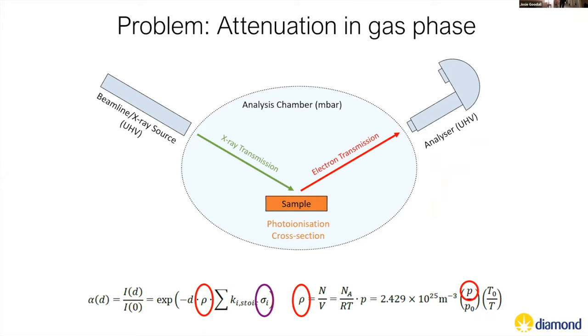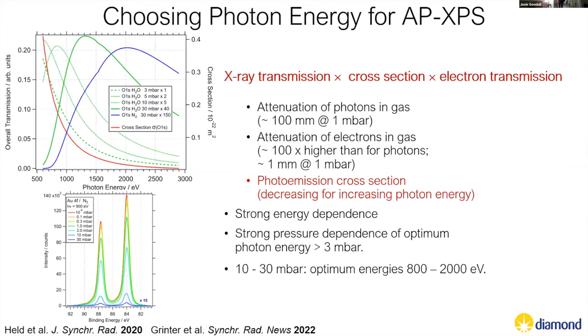What do we have to consider? We've got to get the X-rays from our source onto our sample, and we've got to get the photoelectrons from our sample into the analyzer. So we've got to consider the X-ray transmission of our gas and also the electron transmission. And of course, we've got to consider the ionization cross-section of our actual material. Both of these transmissions, X-rays and electrons, are very heavily dependent on pressure and also on energy.